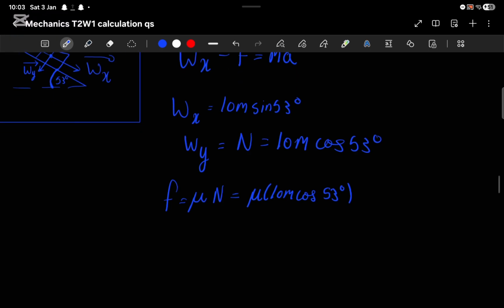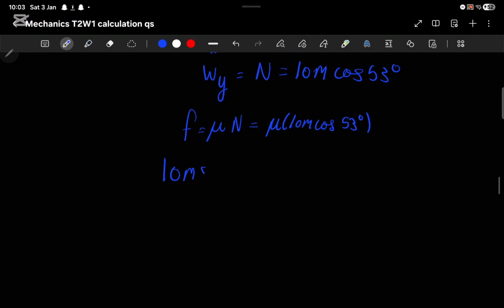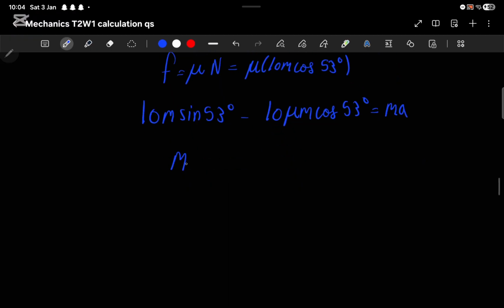Alright, so now what do we do? We do what we did with the right numbers. So Wx is what? 10m sine 53. So 10m sine 53 minus mu into 10m. I'm just gonna substitute mu right away. 10 mu m cosine 53 degrees equals to ma. Same process, factor out m. Now you can factor out 10 too, but you're gonna have to substitute it back anyway. 10 sine 53 minus 10 cosine 53 equals to ma. m and m will cancel out.